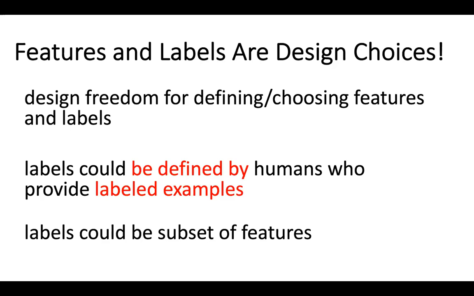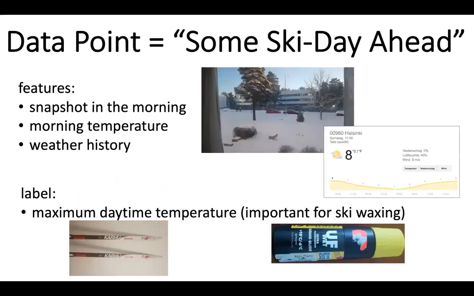So you want to develop some app. For example, you want to develop an app that makes a high precision prediction of the maximum daytime temperature based on the morning temperature. So in this case, we could say we model some day as a data point, and we can use as the features of a data point the morning temperature. And the label or the quantity of interest in my case is the maximum daytime temperature, because this is important for the ski waxing.